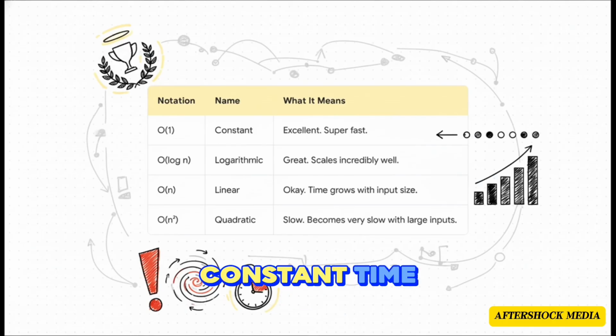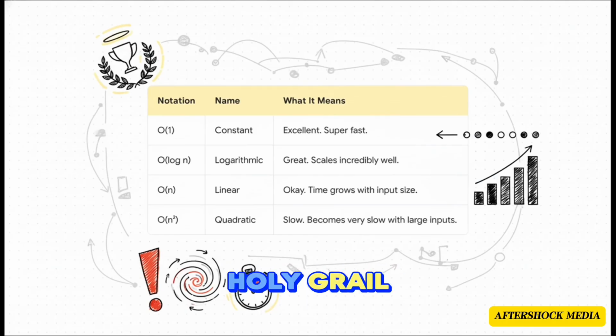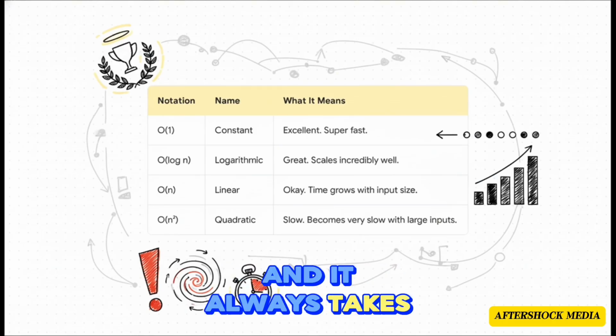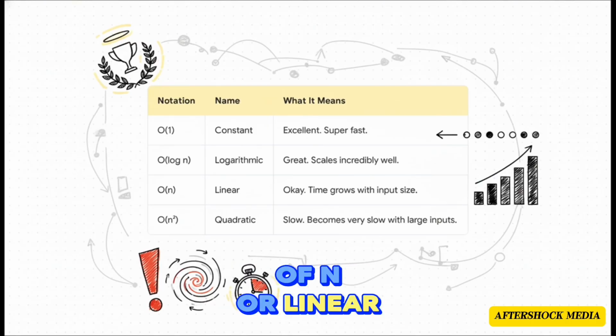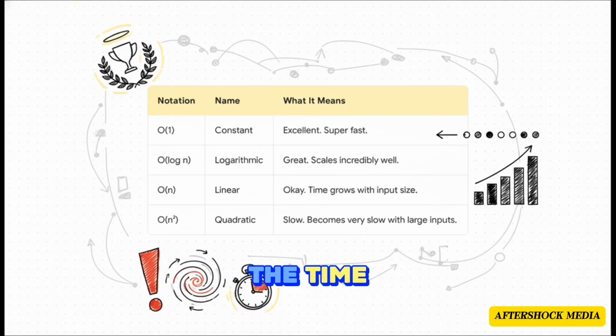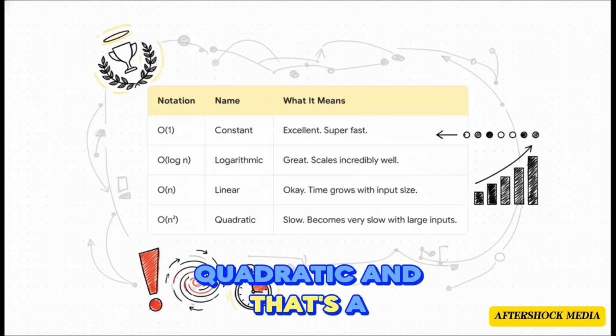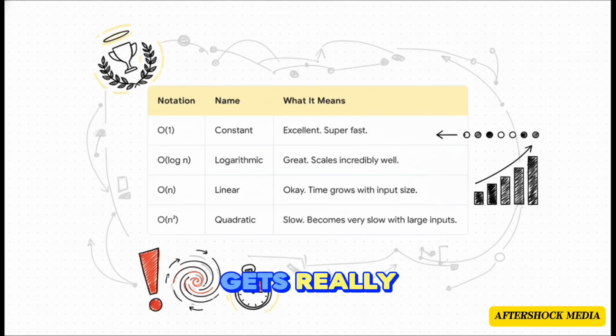O of 1, or constant time, that's the holy grail. It's super fast, and it always takes the same amount of time no matter what. Then you have O of n, or linear. It's okay. The time it takes grows in a straight line with your input size. But then you get to things like O of n squared, quadratic, and that's a huge red flag. It gets really, really slow, really fast, and you want to avoid it if you're dealing with a lot of data.